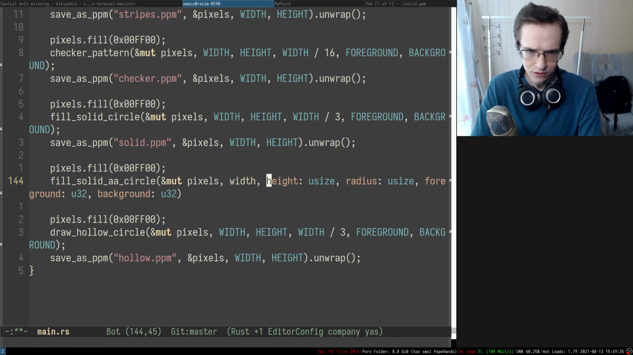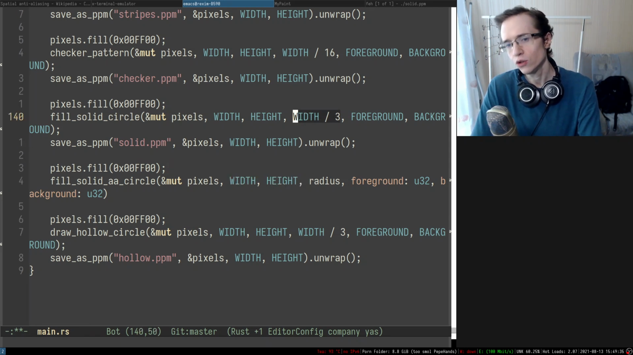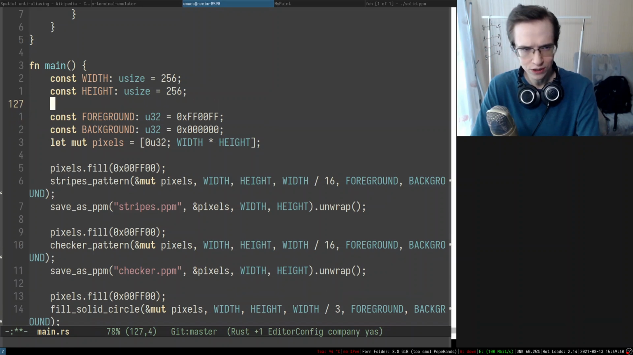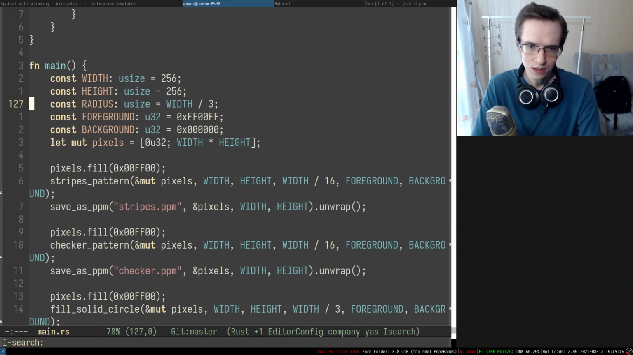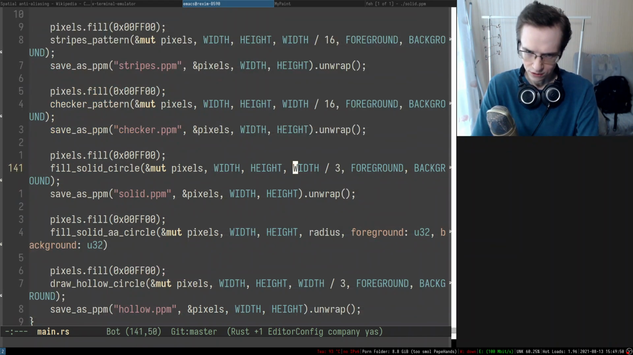Then we provide the width, then the height, then the radius. We don't have a constant for the radius, but we usually use a third of the width as the radius. So I'm thinking maybe we could introduce a constant for the radius. That would be kind of nice. The radius is basically width divided by 3. Let's find all of the widths divided by 3 and replace them with the radius.